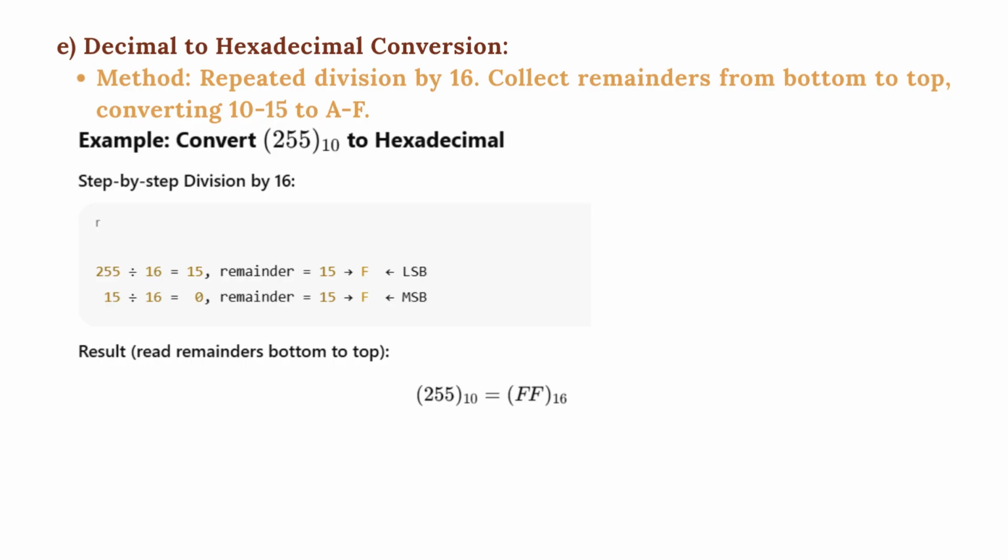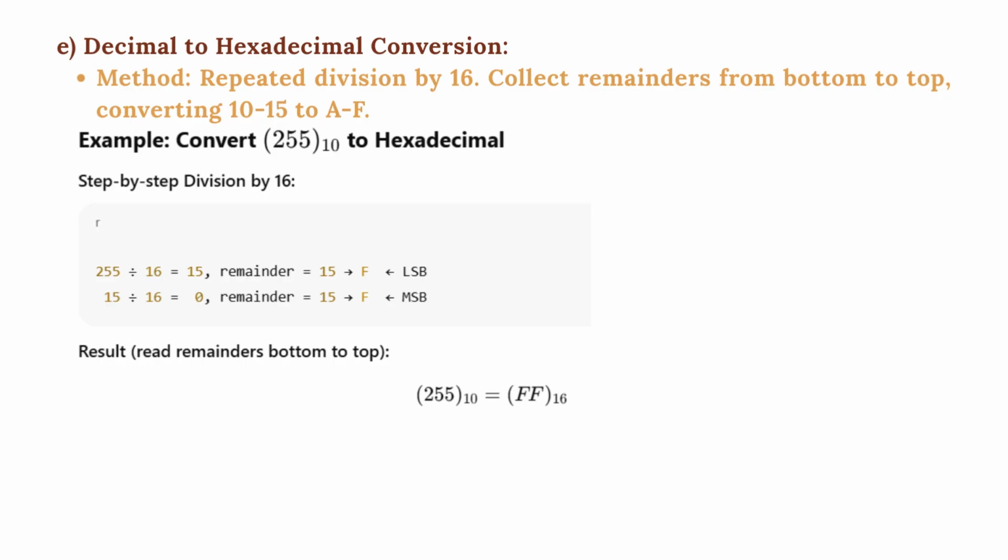Then 15 divided by 16 equals 0. Remainder is 15. That is F, the MSB. Read remainders bottom to top. That is FF, the hexadecimal form of decimal 255.